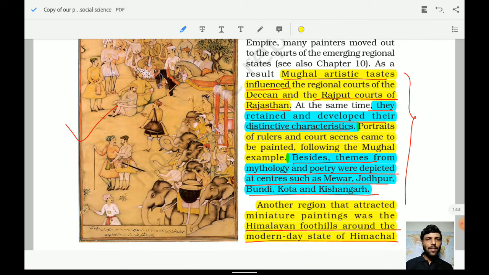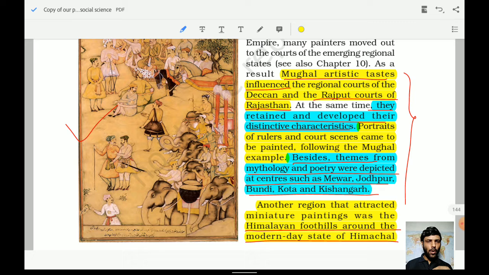Mughal artistic taste influenced the regional courts of the Deccan and the Rajput courts of Rajasthan. Because after a certain time, by the later part of the 16th century and the beginning of the 17th century, the Mughal Empire started to disintegrate. So the people who were working in these courts, all these prominent painters, started moving out of these courts.